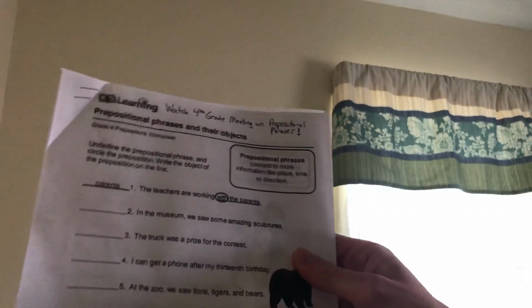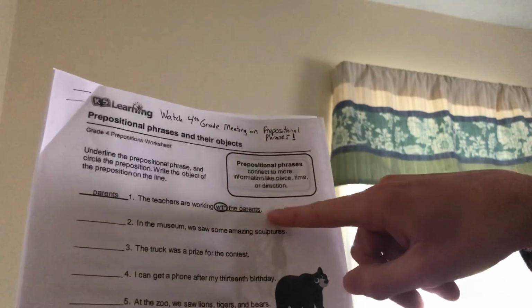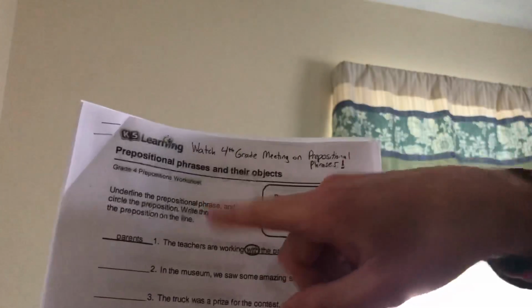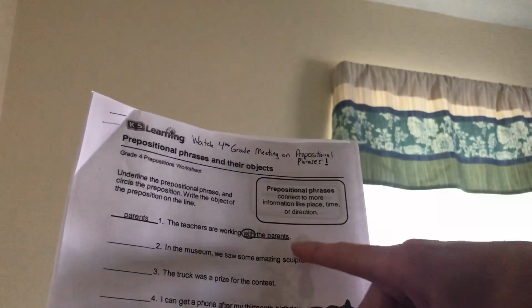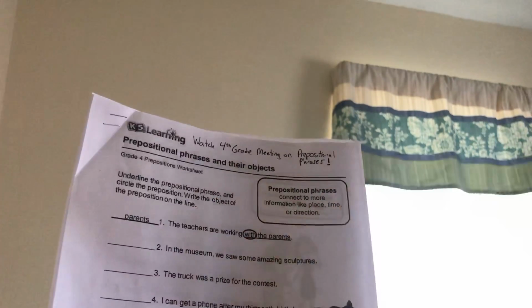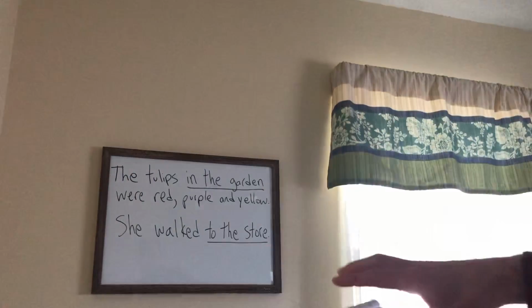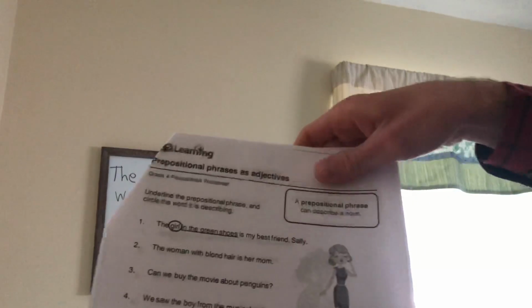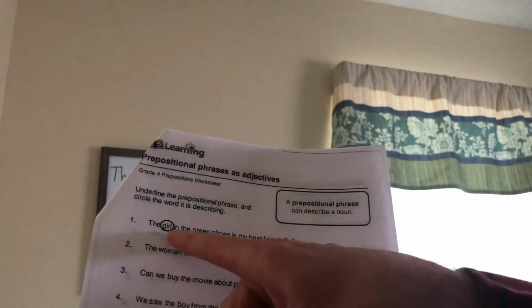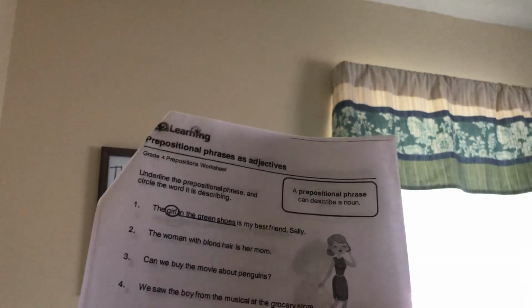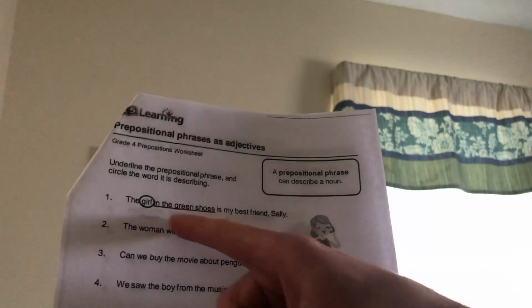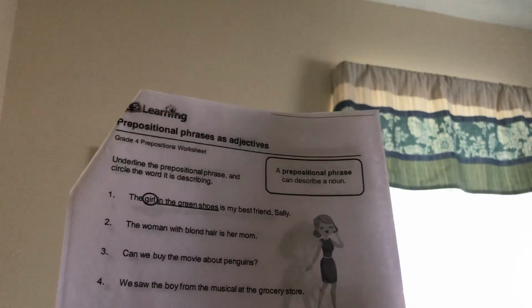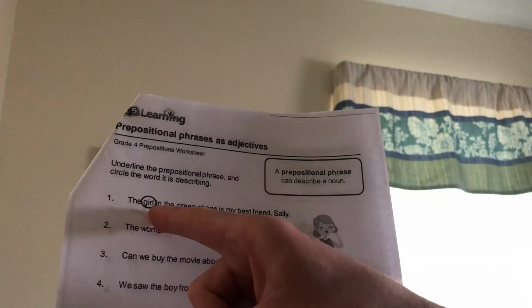So what you're going to do on your first sheet is underline the prepositional phrase. Now, again, this is prepositional phrases and their objects. You're going to underline the prepositional phrase, you're going to circle the preposition, and you're going to write the object of the preposition on this line, like they've done for you there. The other worksheet, prepositional phrases and adjectives, you're going to underline the entire prepositional phrase, and you're going to circle the word that it describes, okay? So what this is doing is it's helping you to realize that these prepositional phrases function as adjectives, because it's giving more information about the noun.